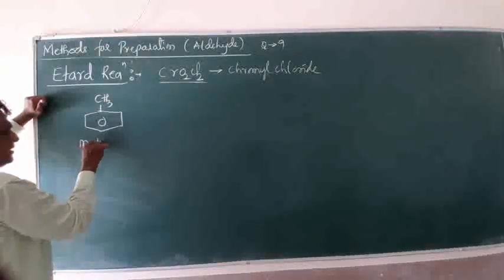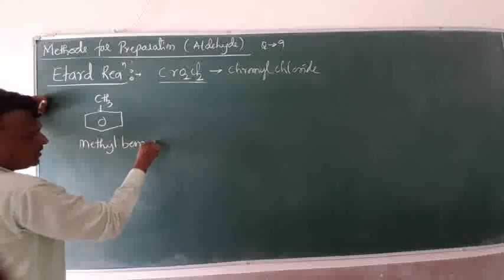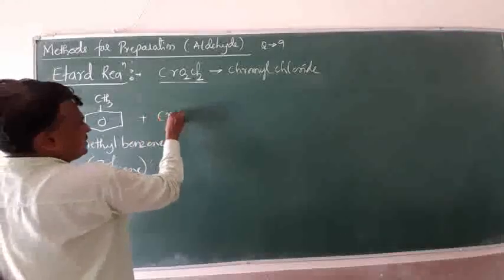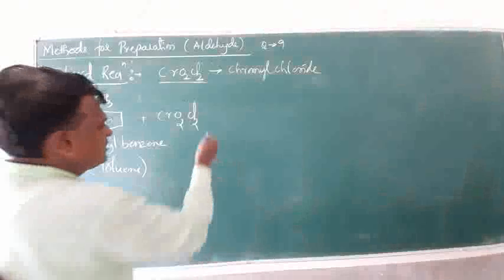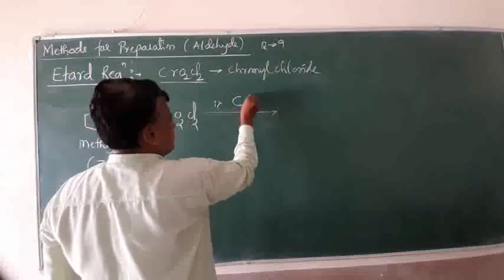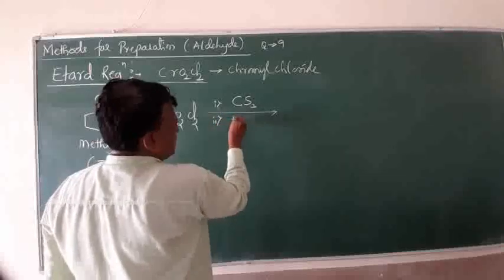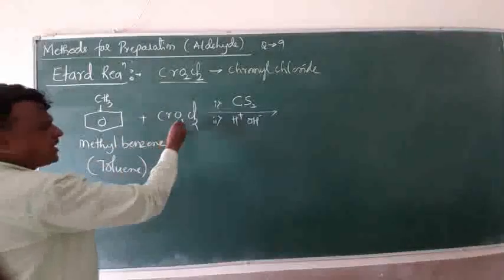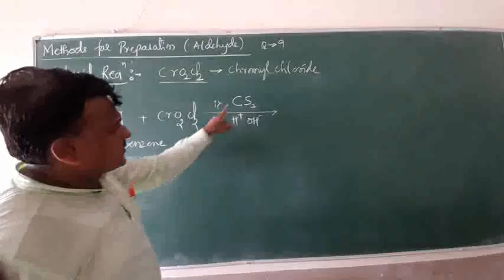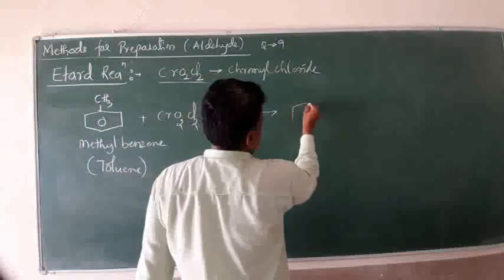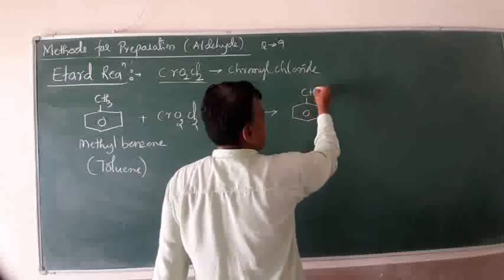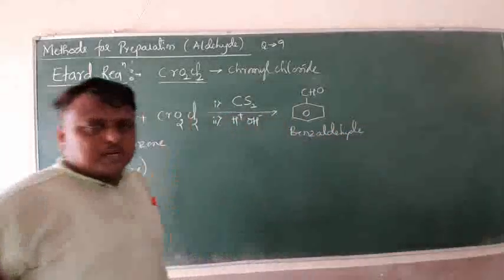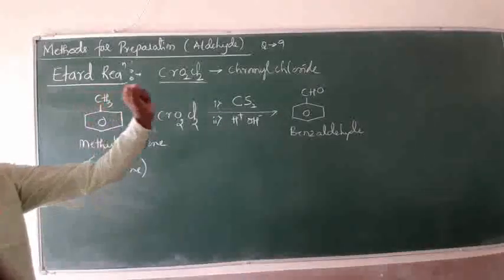Yes, friends, I think all of you know this is your chemistry. The name of this compound is methylbenzene, or another name, toluene. When toluene reacts with chromyl chloride in the presence of an organic solvent, carbon disulfide, followed by acid hydrolysis, the product is C6H5CHO. The name of this compound is benzaldehyde, or IUPAC, benzenecarbaldehyde also.